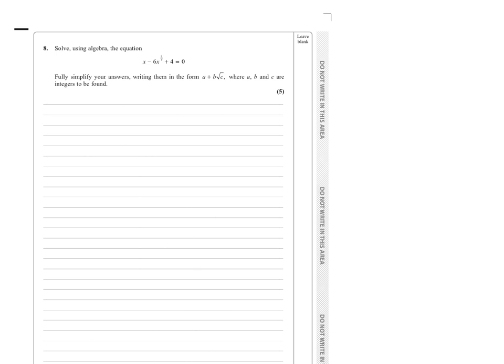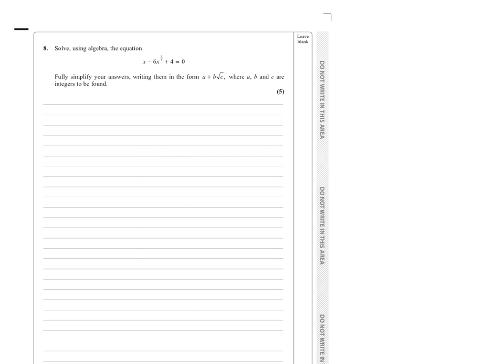Question 8. Solve using algebra the equation x minus 6x to the power of a half plus 4 equals 0. Okay, what am I thinking about? Hidden quadratic. Fully simplify your answers, writing them in the form a plus b root c, where a, b and c are integers to be found.